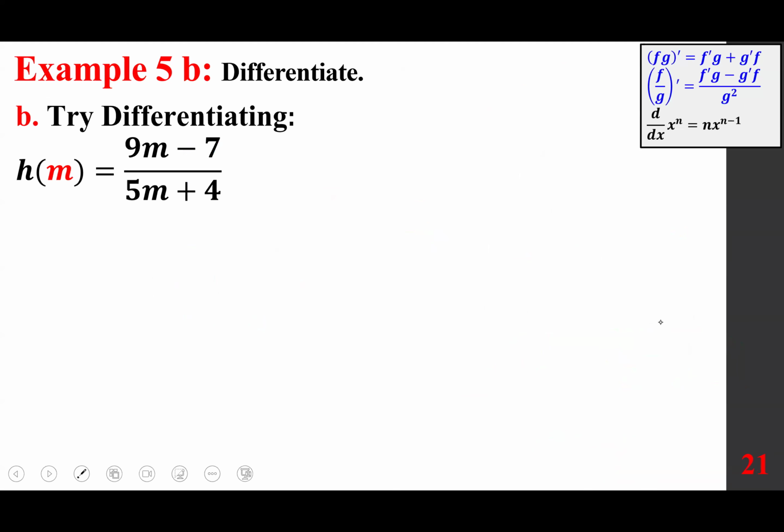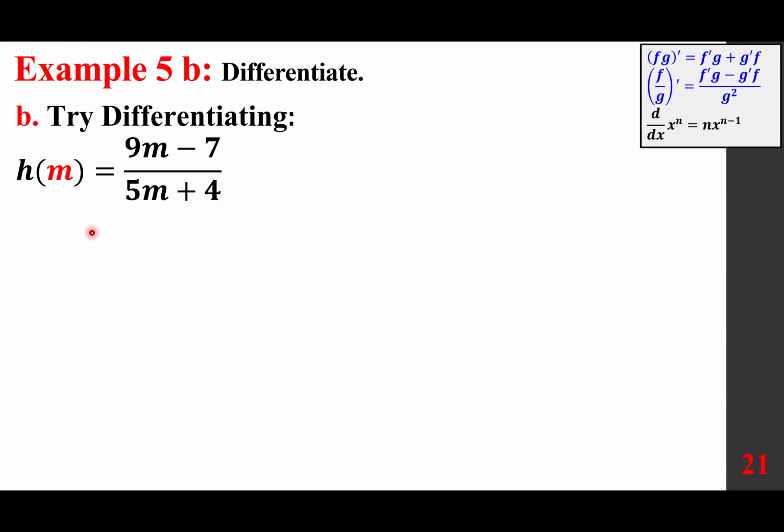We want to differentiate where h of m is 9m minus 7 over 5m plus 4. On purpose, I'm using a different variable than what we normally use, x, maybe t. But the point of this question is when you work on any assignment, including differentiation assignment, you do not change the variable. You stick with the variable that is given to you.